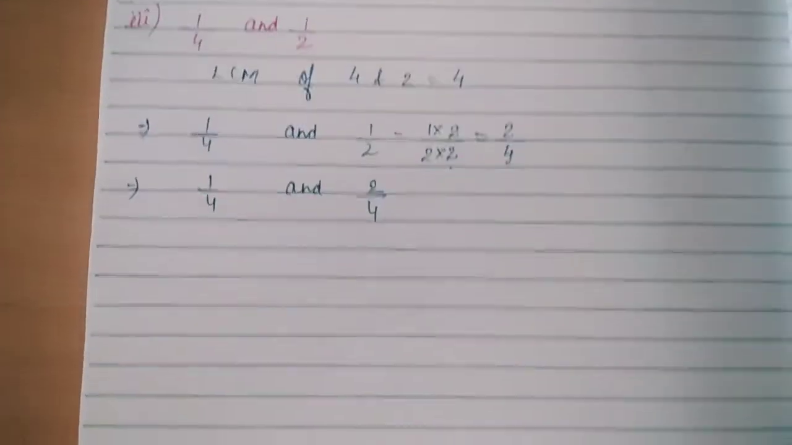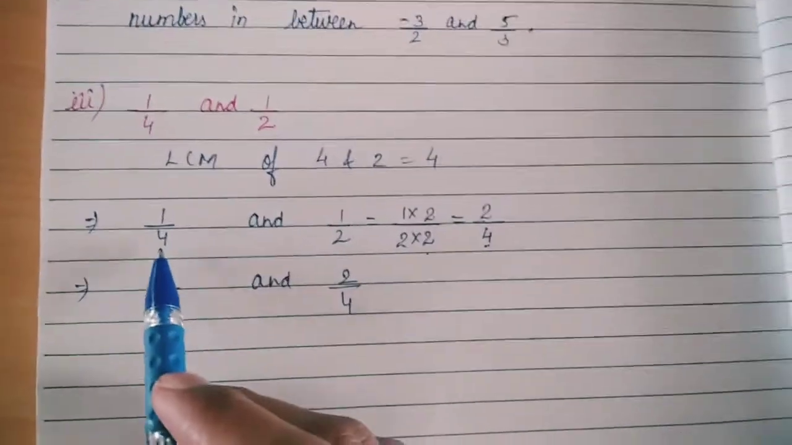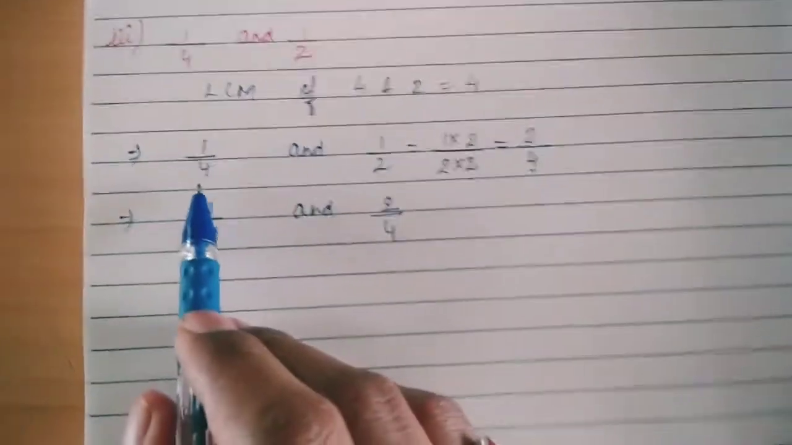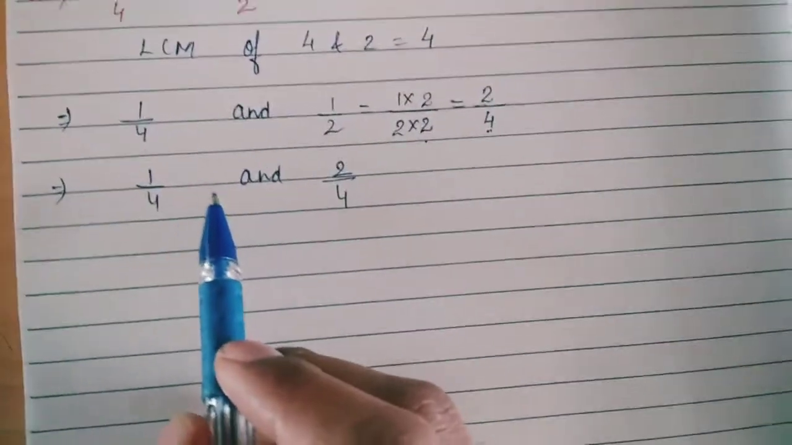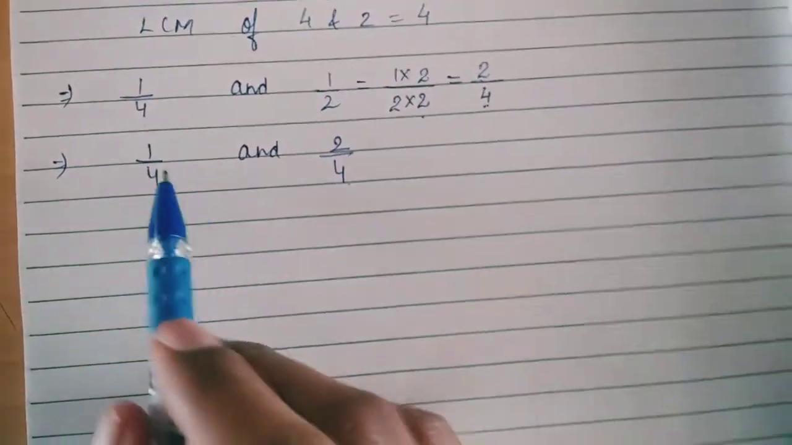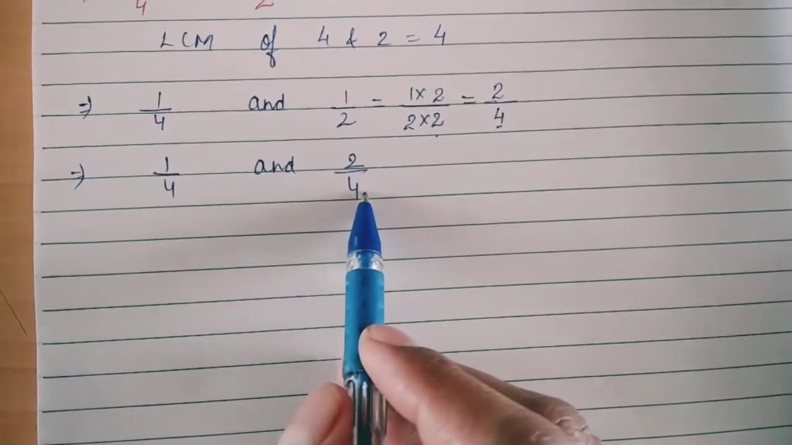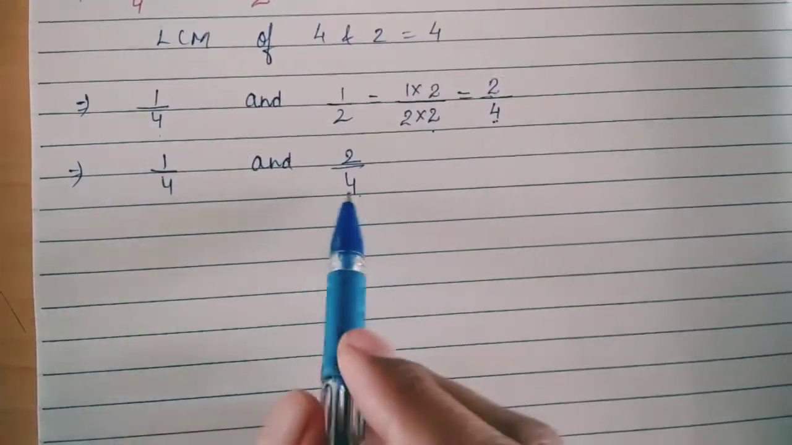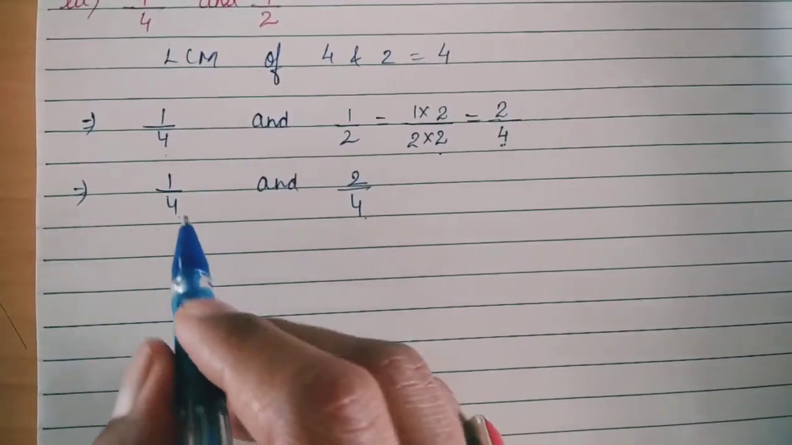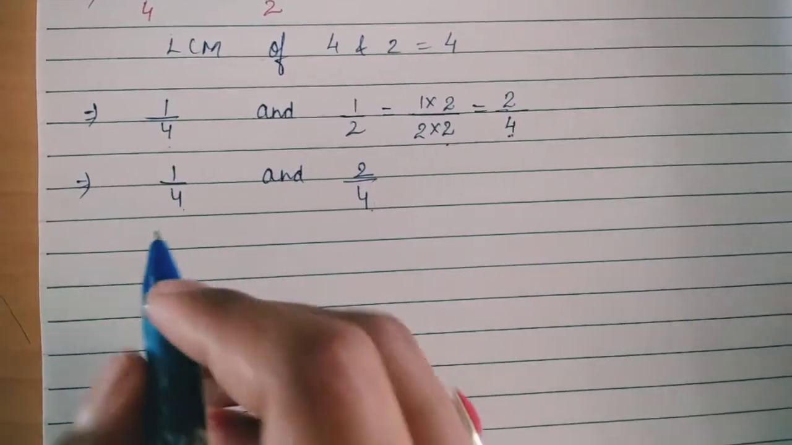Now lots of students wonder why we did not multiply here. Because its denominator already contains 4, there is no need of converting this. Now 1 upon 4 and 2 upon 4 are consecutive numbers. After 1 upon 4 we have 2 upon 4, so we don't have any number in between these two. So we will convert them into a larger form by multiplying by some number.